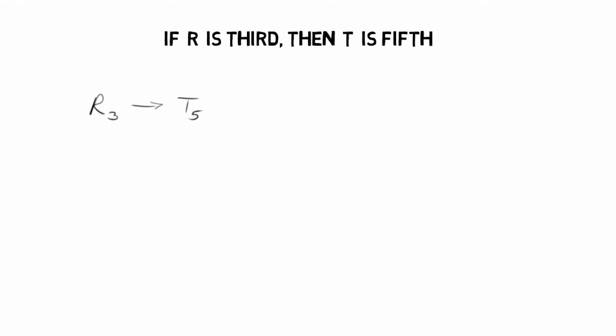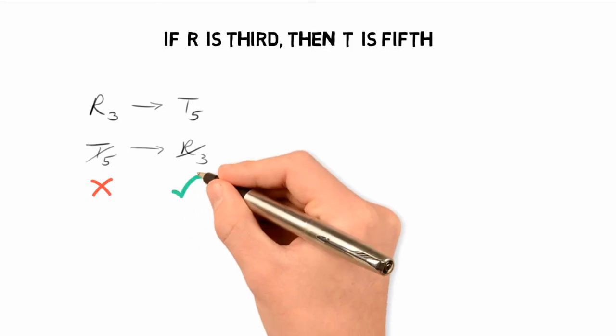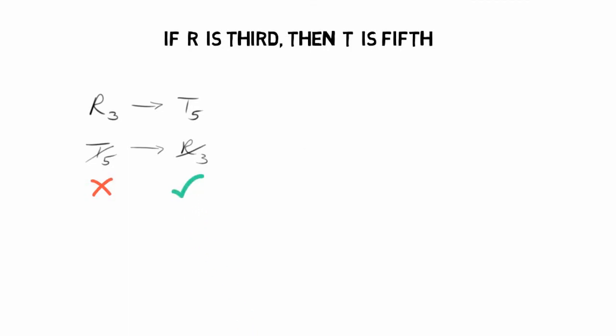And of course, we know how to take our contrapositive. We reverse, we negate, draw a new conditional, and that's it. And I've put the contrapositive directly beneath the original conditional so that if R is third, then T is fifth. If T is not fifth, then R is not third. And so on the left side, we draw an X. Those two things can't go together. On the right side, here's a check mark. Those two things can go together.